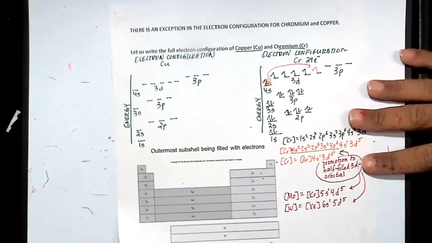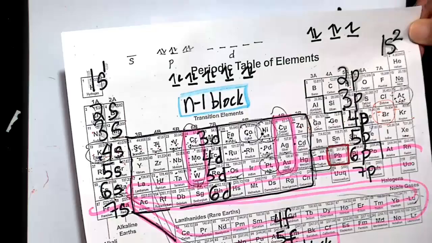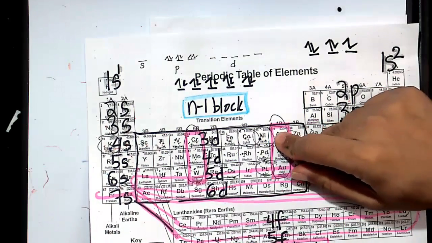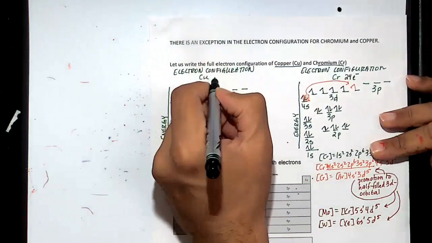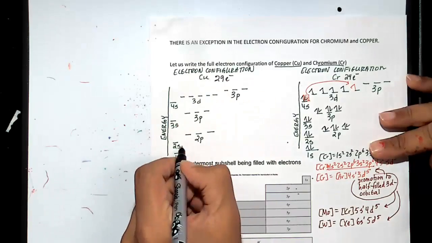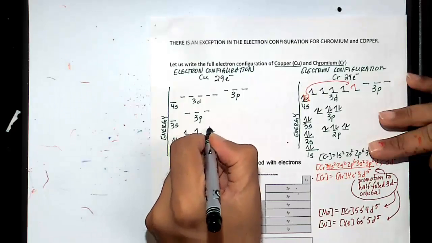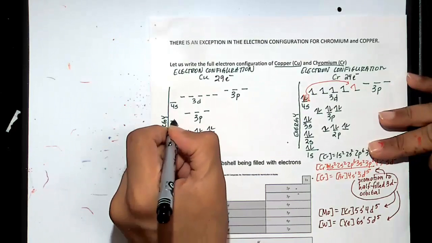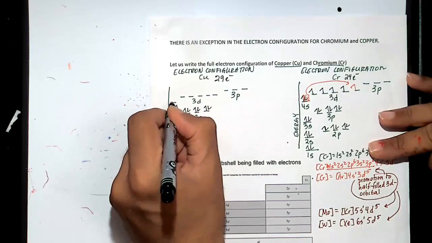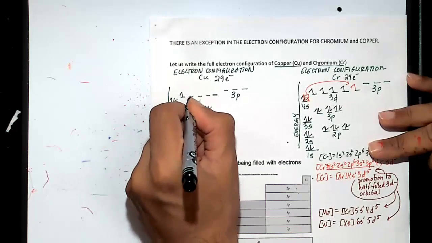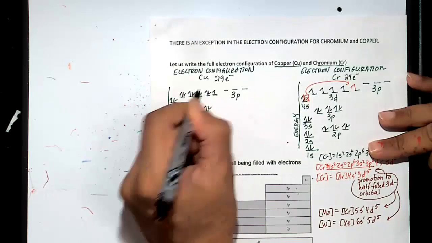All right, let's do copper then. How many electrons in copper? I think, Elena, you said 29 way back when. So let's do that quickly here. Copper, 29 electrons. All right, 1, 2, 3, 4, 5, 6, 7, 8, 9, 10, 11, 12, 13, 14, 15, 16, 17, 18, 19, 20, 21, 22, 23, 24, 25, 26, 27, 28, 29.